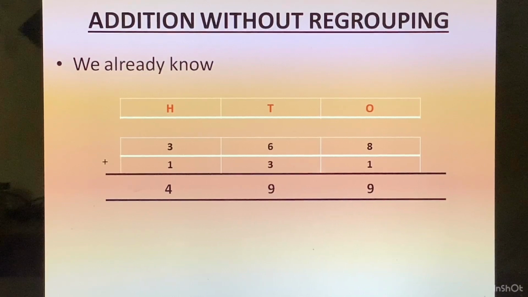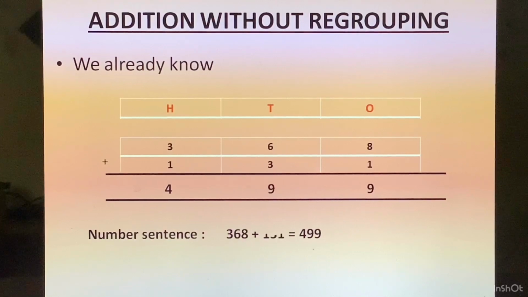So now let me write the answer in the number sentence form. That is 368 plus 131 is equal to 499. This is number sentence form of reporting the answer.